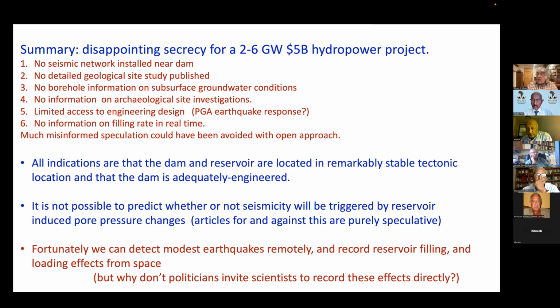So the good news is we can detect earthquakes above about magnitude 4 anywhere when they start occurring, or maybe if they don't occur, and we can record the reservoir level remotely. So the secrecy, if that was the intention of the dam designers, was unnecessary, and it would have been so much nicer to do this properly. In fact, it would have been a very important educational moment for scientific investigations of this kind of process.